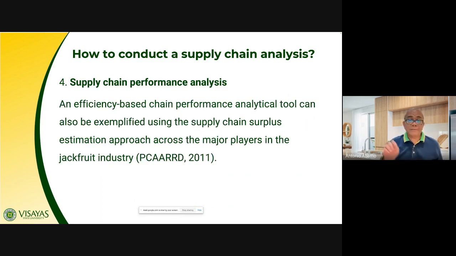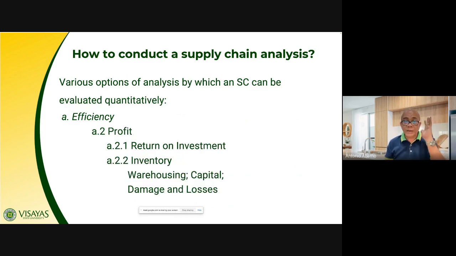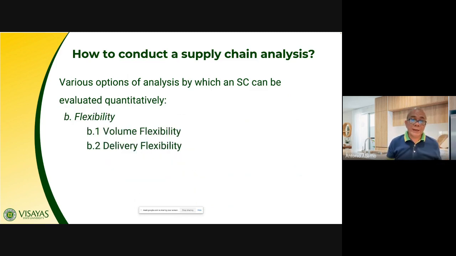Okay? Now, supply chain performance. I will also show you next time a good itemization of how to compute for supply chain performance. Various options of analysis by which a supply chain can be evaluated. You have efficiency, that is cost-based, and also comparing against profit. And then we also have flexibility, that means volume flexibility and delivery flexibility.